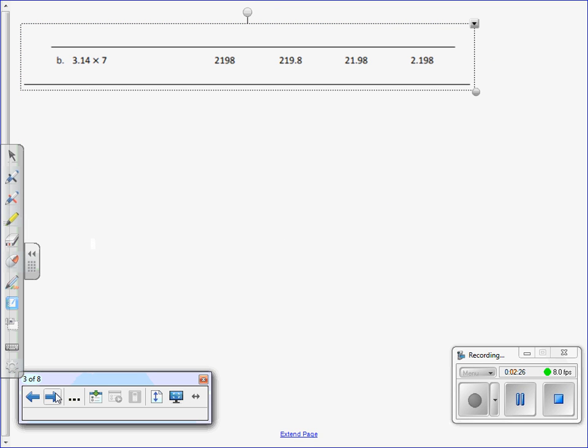Okay, letter B. Oh, look at that. I cut out the numbers. Which one is it? So, again, same thing, guys. Look at the whole number. It's a 3, and we're multiplying that 3 times 7. If I multiply 3 times 7, that's going to give me something close to 21, because 7 times 3 is 21. So we're going to go with 21 and 98 hundredths.